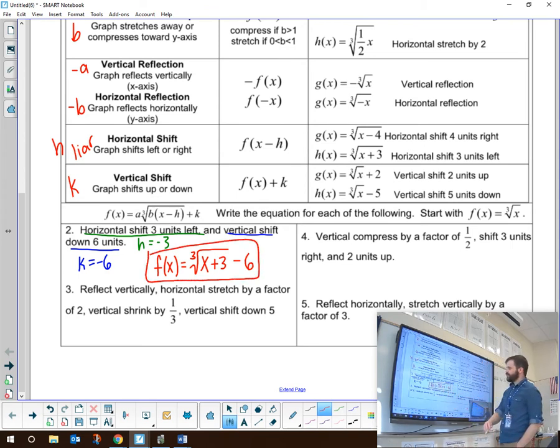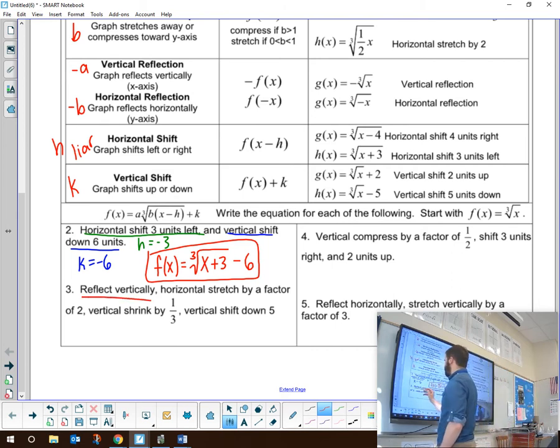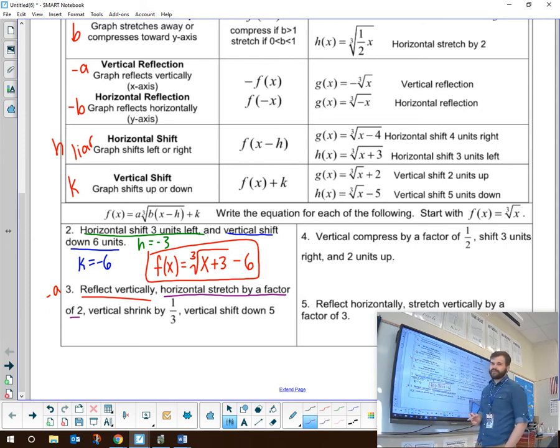All right, let's take a look at number 3. Number 3 says reflect vertically. So very front and center, right off the bat. Reflect vertically. That means that I'm going to have a -A. Then we're going to have a horizontal stretch by a factor of 2. So a horizontal stretch by a factor of 2 means that my B, remember, B is backwards. So if we're stretching horizontally by a factor of 2, that actually means that my B is going to be 1/2. It's flipped.